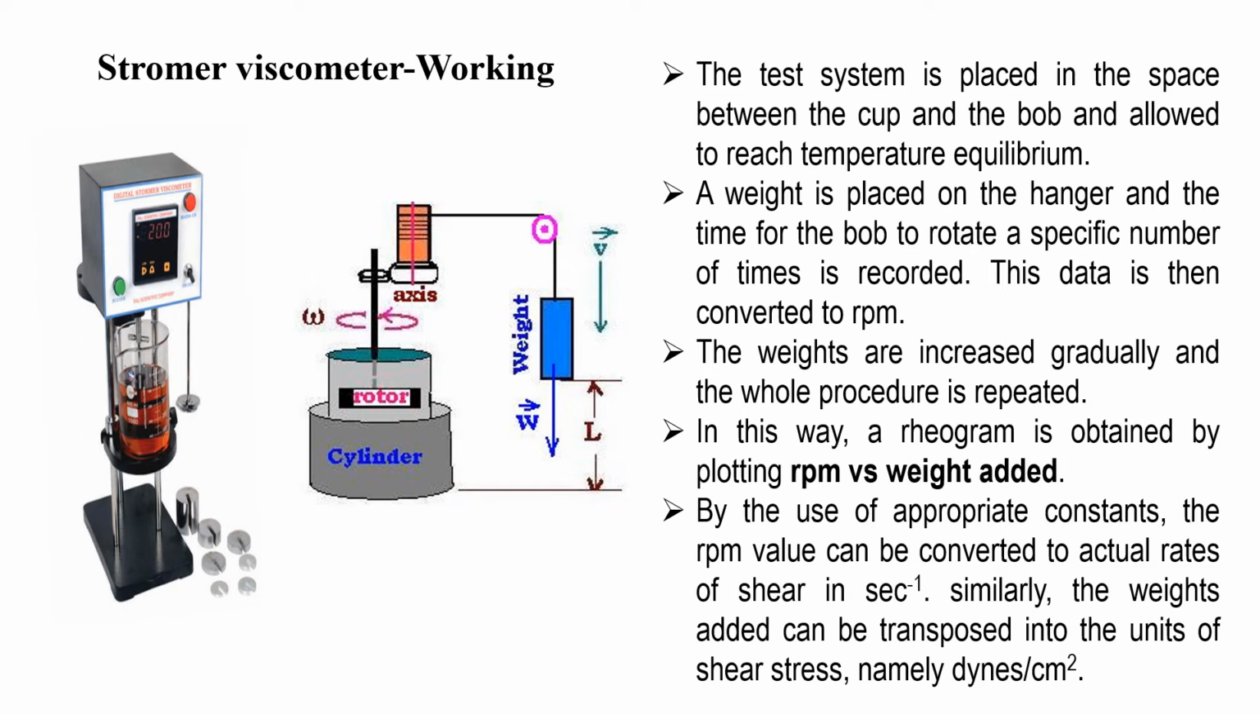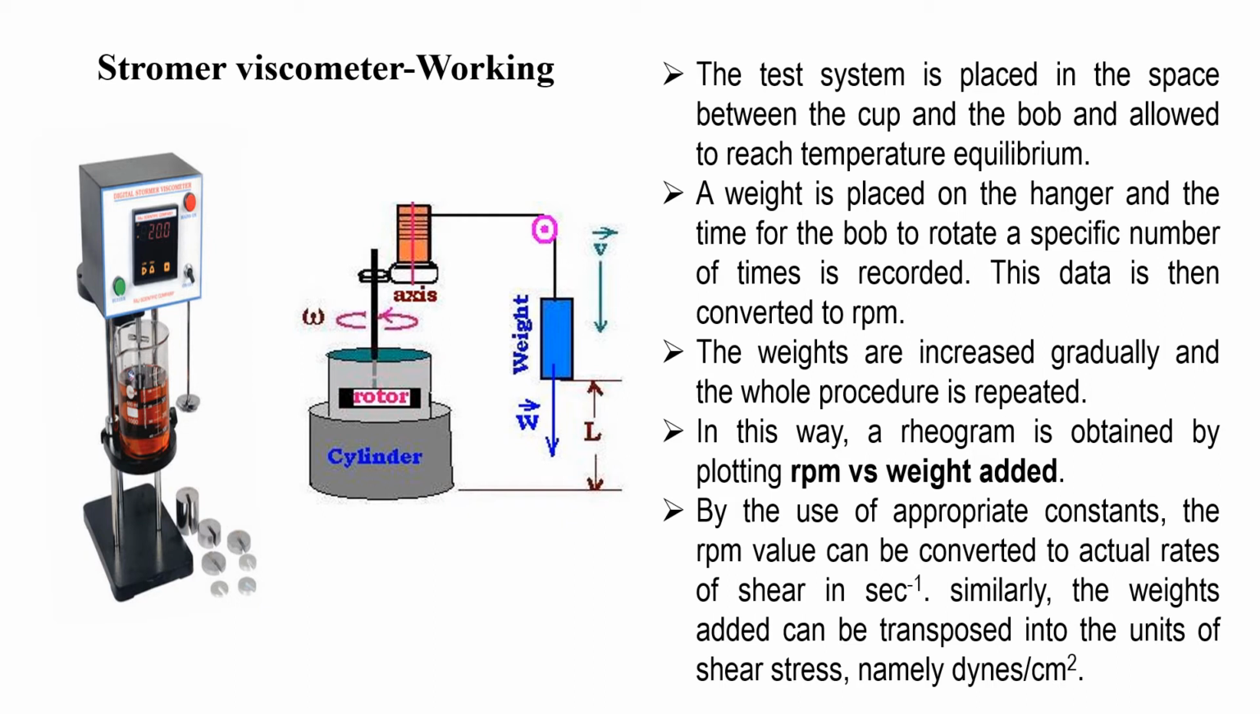Now, slowly the weight is placed on the holder or the hanger, and you need to set the instrument to a specific number of rotations, and we need to check for the time taken for the bob to undergo that particular number of rotations.